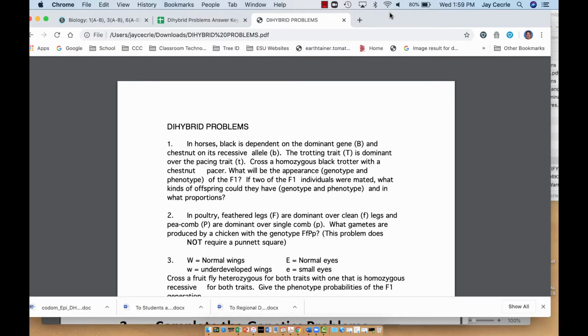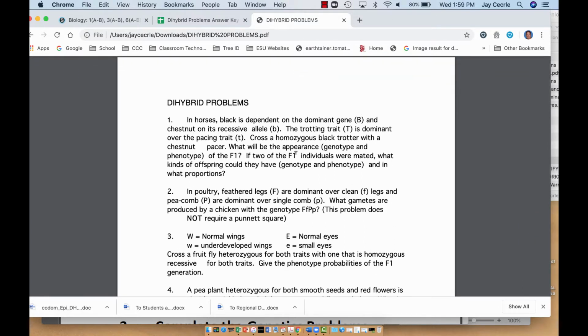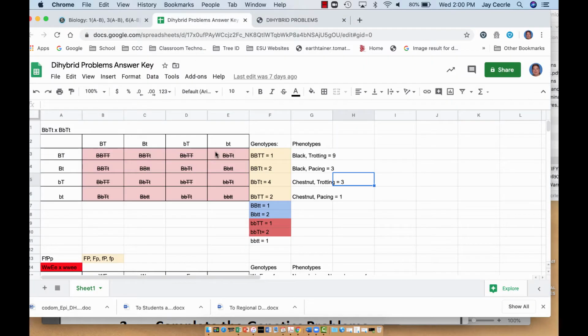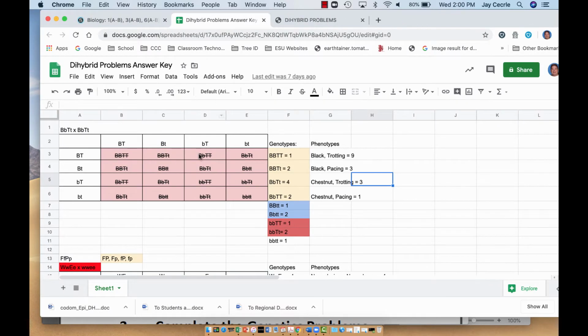We're going to go over the dihybrid problems and how to work each one of these individually. So I will be using this problem set, which you should be able to download from Schoology. And we've already done number 1 and number 2 in class. If you do not recall doing those, I went ahead and put up this answer key right here, and I'll just work through it.